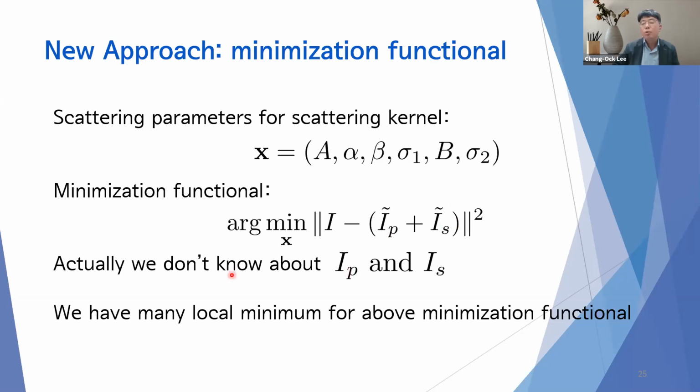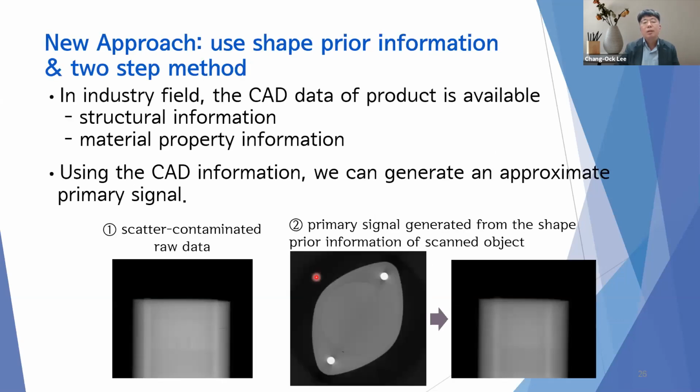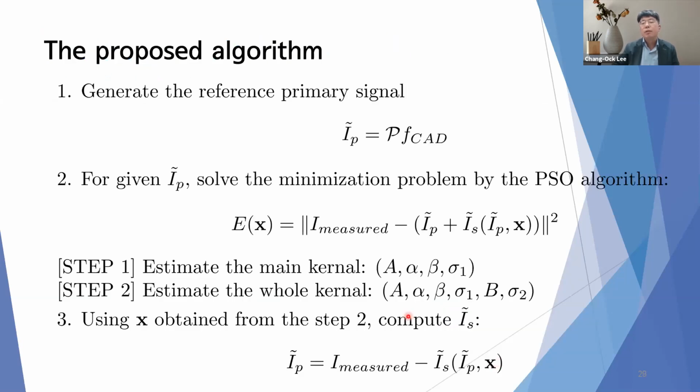But in this case, actually, we don't know the primary signal. If you know the primary signal, we can minimize this functional easily, but we don't know it. So here in the industry field, we know that the CAD data is available. In the Monte Carlo method, we also use the CAD data, and in metal artifact reduction, we also use the CAD data for the industrial product. So here also we use CAD data, and we generate an approximate primary signal. So this is the scatter-contaminated raw data, and this is the shape prior from the CAD data, and using that we can have a primary signal. This is not exactly the primary signal, but we consider it the approximated primary signal.